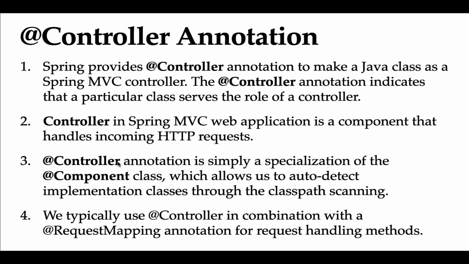The @Controller annotation is simply a specialization of the @Component annotation that allows us to auto-detect implementation classes through component scanning. It means the @Controller annotation is derived from the @Component annotation, and whenever we annotate a class with the @Controller annotation, then the Spring IOC container will automatically detect that class and create a Spring Bean for that class. Next, we typically use @Controller in combination with the @RequestMapping annotation for request handling methods. Next, let me demonstrate all these points with an example.